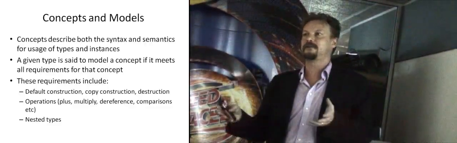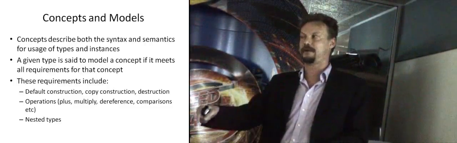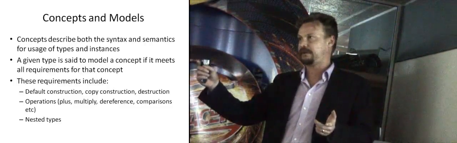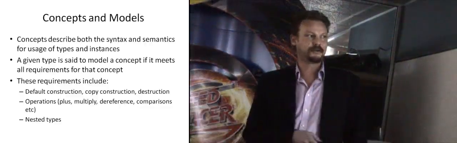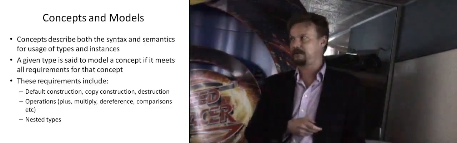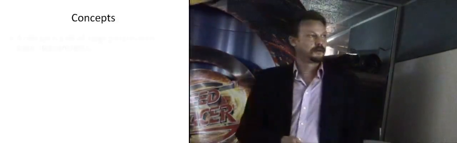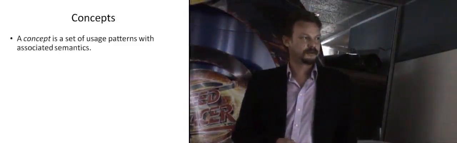There's no way to enforce that, there's no way to write that down in C++. All you can do is write it down and press Ctrl F7, and it'll say the structure hasn't got type value type. Then you know you failed, because you've got a compile error. You can't write down this concept, but you'll certainly find out when you get it wrong. So, a concept is a set of usage patterns with associated semantics.